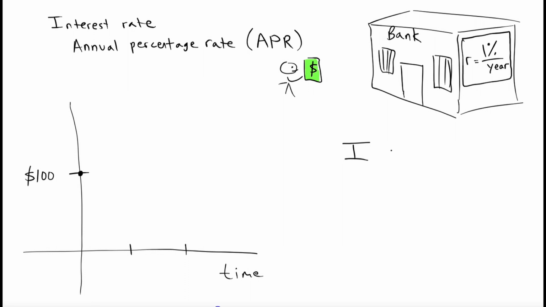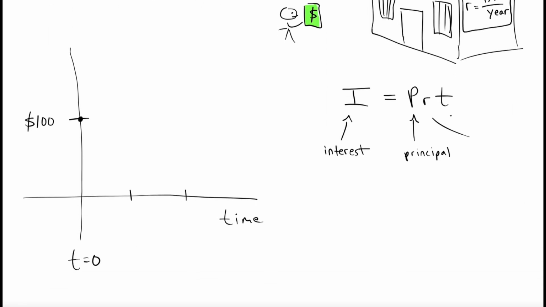The formula for simple interest is I equals PRT. So I is, of course, the interest. P is the principal. Principal is the amount that I deposited originally at time 0. R is the APR, which is the interest rate. And T is the duration of borrowing, or the time of investment.